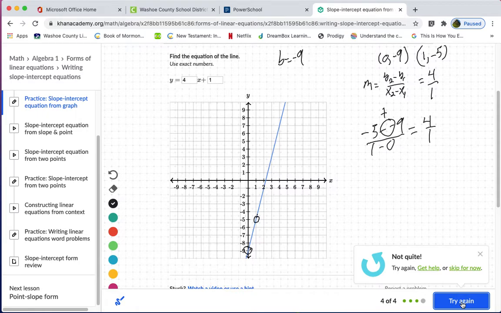Apparently I'm wrong. Jazzy music in the background.